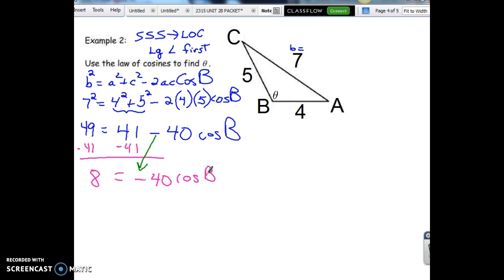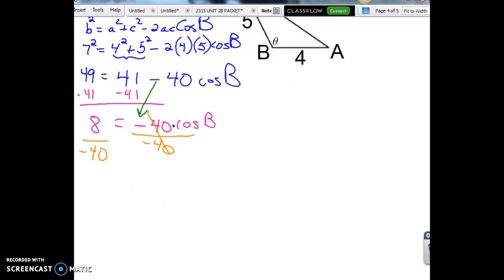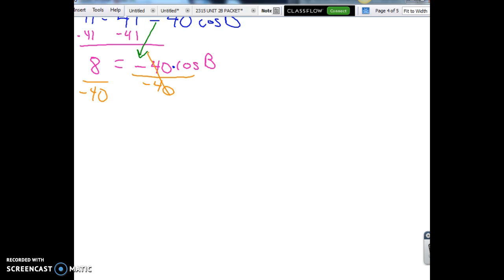Great. So now, if you notice this multiplication here, the inverse operation of multiplication is dividing. So I have to divide by negative 40, and I have to divide this side by negative 40. Whatever you do to one side, you do to the other. Notice how they cancel out. Let me scroll down here a little bit. So now, look what's left: 8 over negative 40 equals cosine of B.